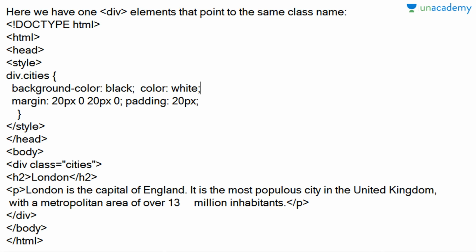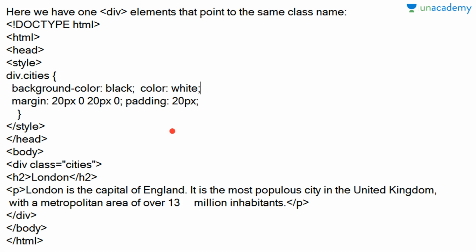This is an example of a div element. We have applied the class here. Let's see it from the starting and see how a class name is used to define its properties. Doctype HTML, HTML tag, then head tag, then style. Inside the style we write div.cities. Why do we write this? Because we define the div tag with class equals cities, so we write it with the dot, that is, with the class. Here we write div.cities, bracket start, background color black, color white, margin 20px 0, and padding 20px.